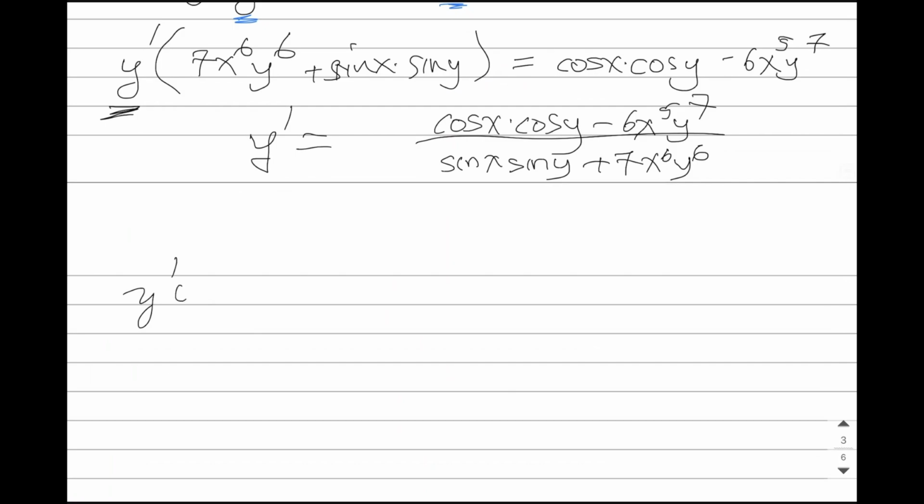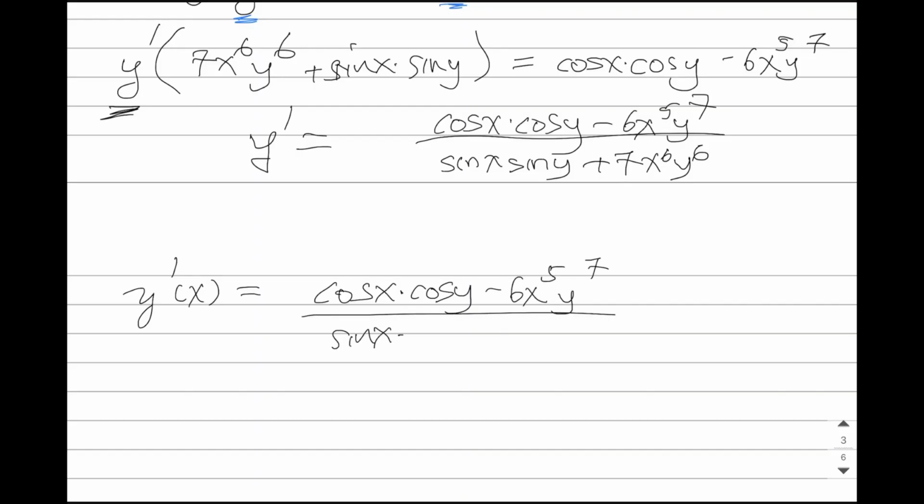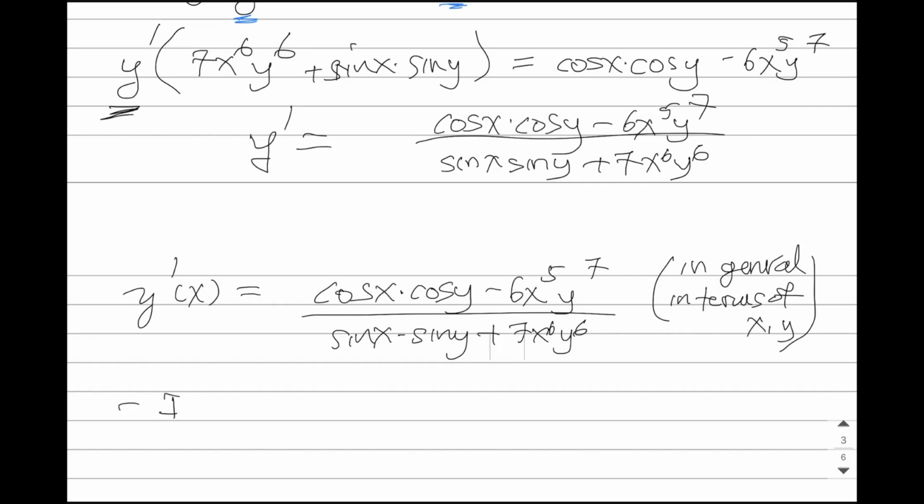I've got y prime of x is cos x times cos y, subtract all of this stuff, sine x times sine y plus 7x to the 6, y to the 6. In general, it will be in terms of x and in terms of y. I couldn't isolate y in the first place, so there's no reason that I should expect to be able to isolate y in this case. And you might say to yourself, well, this looks awful. What am I supposed to do with this?